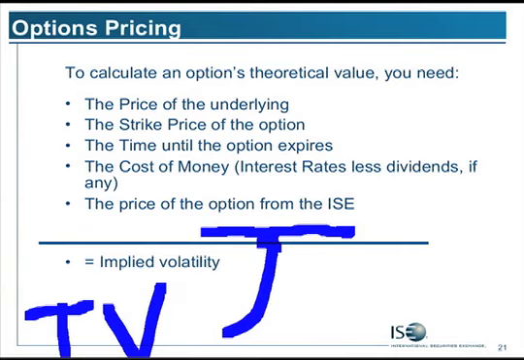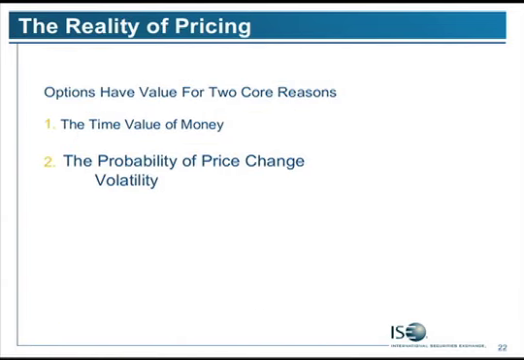So the implied volatility will tell you, based on a certain period of time, if options appear to be rich or expensive, rich or cheap. But again, options, at least as far as supply and demand are concerned, are fairly priced anytime we find a buyer and a seller. The reality of pricing, well, options have value for basically 2 reasons: the cost of money and the probability of price change.